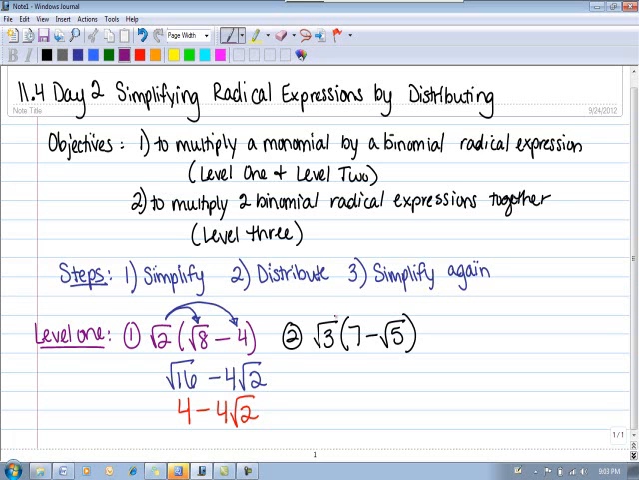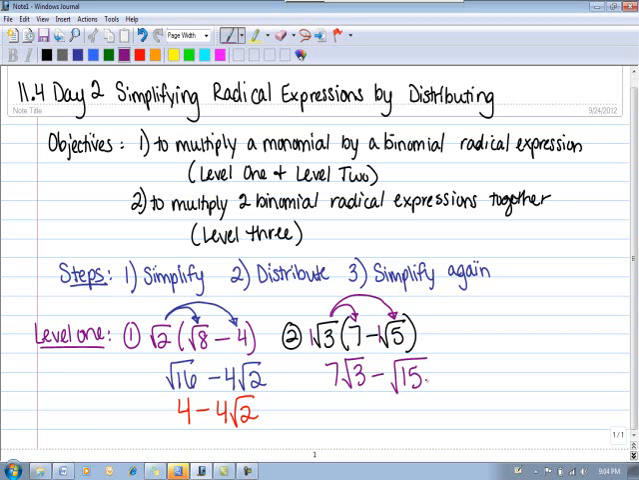Alright, start by distributing the radical 3 to the 7. So radical 3 times 7, numbers inside do not combine with numbers outside, so I'm just going to keep that 7 outside the radical and write the 3 underneath the radical. And then distribute the radical 3 to that negative radical 5. Outside we have 1 times an invisible negative 1, so we have negative radical. Inside we have 3 times 5, which is 15.